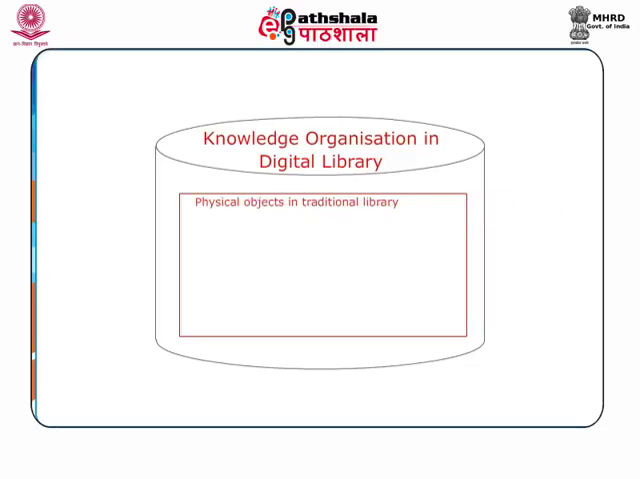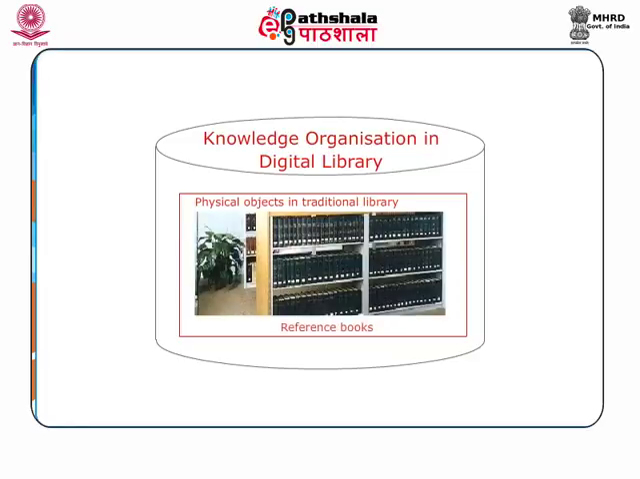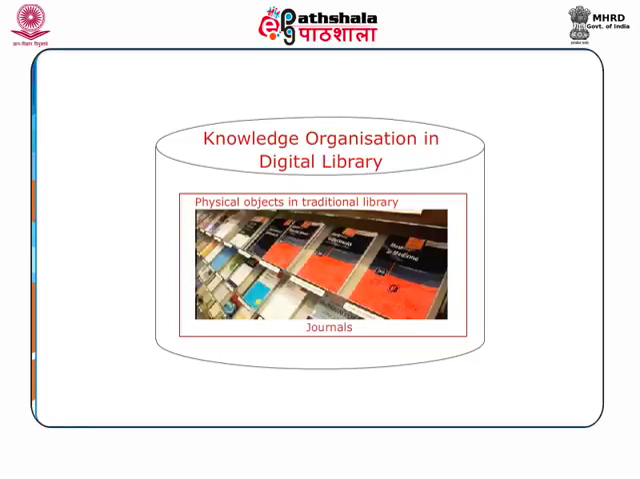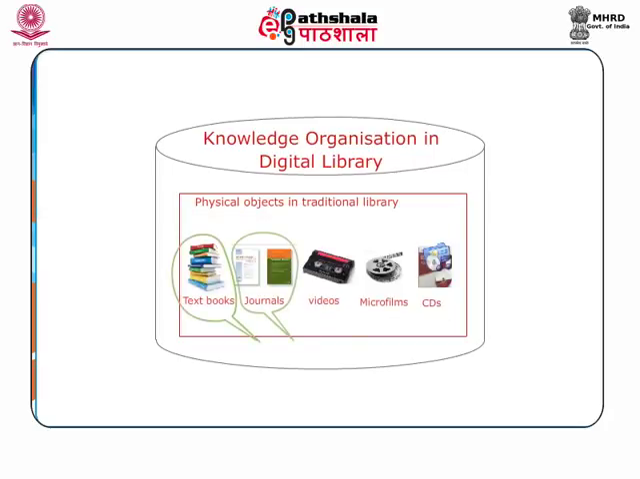knowledge organization. Physical objects such as books, journals, video, microfilms and CD in a traditional library are organized into various collections such as textbooks, general books, reference books, rare books, journals, audiovisuals, etc. Each collection is further organized using classification schemes such as Dewey Decimal Classification, Universal Decimal Classification, Library of Congress Classification, etc. so as to bring documents on the same subject together and facilitate browsing documents on the shelves.